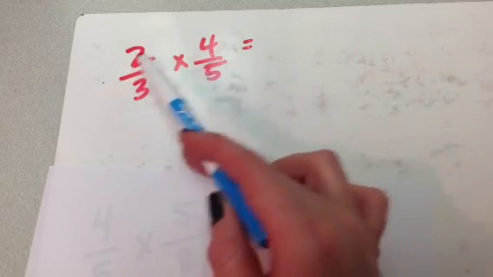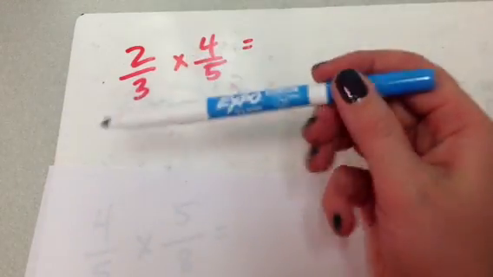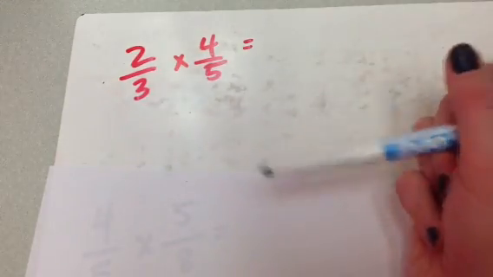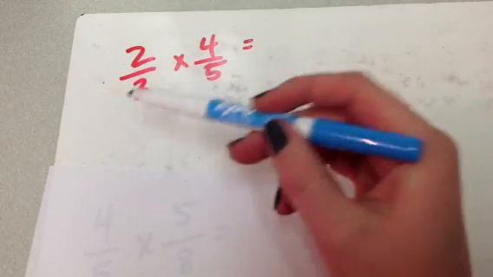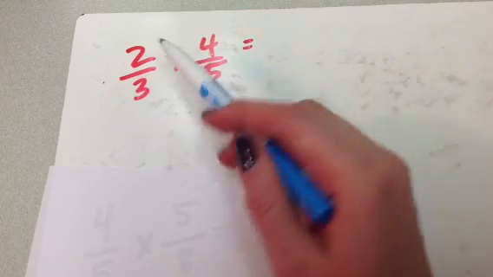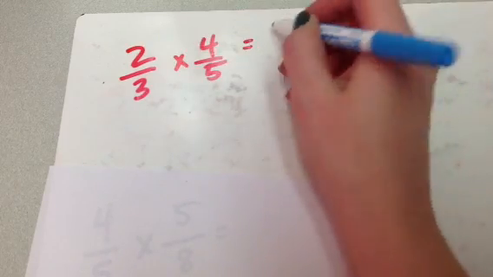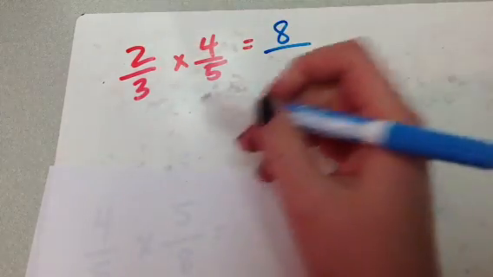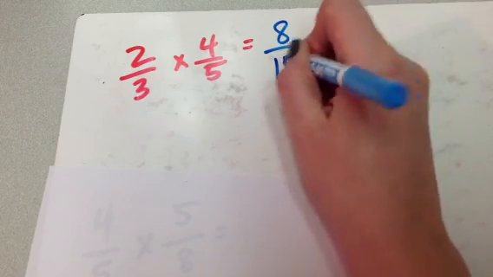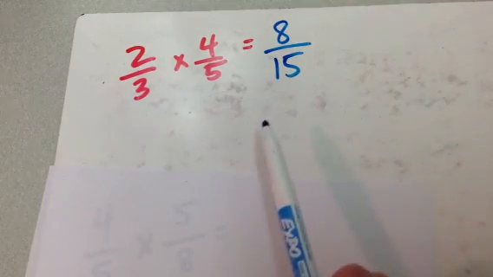If they're vertical, I know I lied. If they're horizontal, if they're written this way, then I can easily see that I need to multiply these two numbers together and those two numbers together. So let's do that. 2 times 4 is 8. 3 times 5, 15. Okay, so now I have this answer.